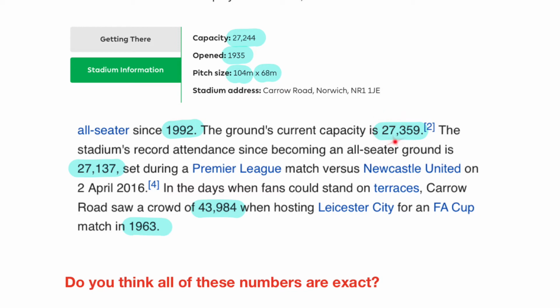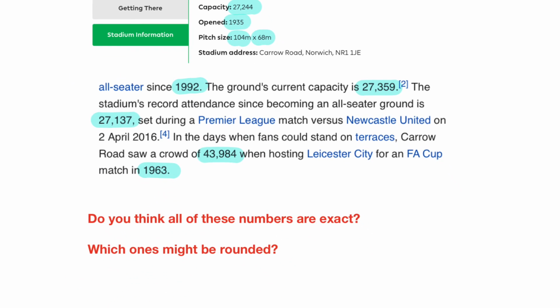This is the current capacity here. That's the amount of seats they've got now. Record attendance. In the days when fans could stand on terraces, Carrow Road saw a crowd of 43,984 in 1963. So the question I want to ask about these numbers is, do you think they're all exact?